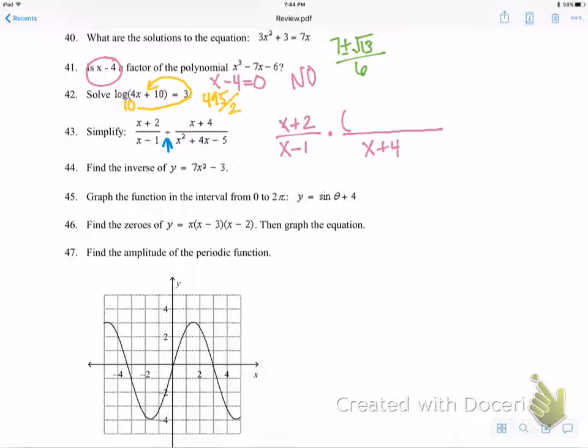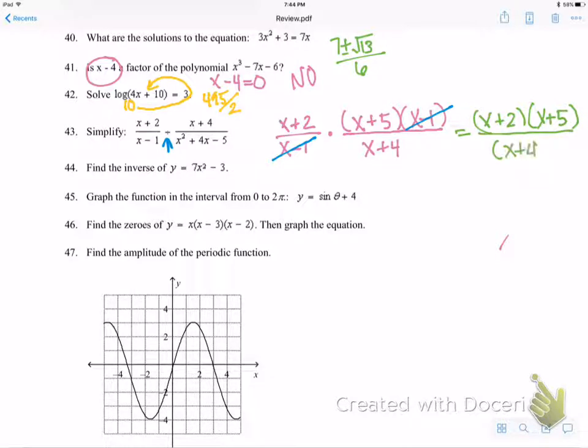When I do that, I'm looking for two things that multiply to give me negative 5, but also add to give me 4. And those are going to be x plus 5 and x minus 1. Now, because this is all multiplication, if I see anything in the numerator that matches something in the denominator, I can divide those to get a 1. So x minus 1 and x minus 1 will divide to give me a 1. And now I'm left with x plus 2 and x plus 5 in the numerator and an x plus 4 in the denominator.